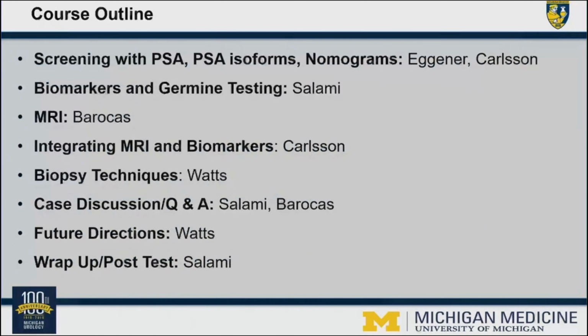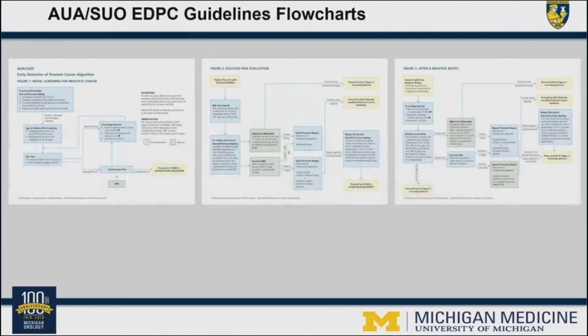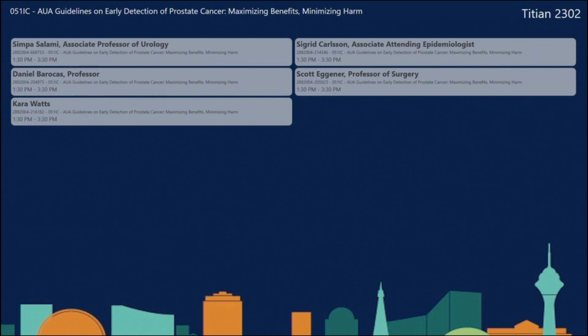This is a brief outline that we're going to follow. We will also be making references to the handout that you picked up on your way in, figures 1, 2, 3, the flow charts that are included in the AUA guidelines for your reference. At this time, we'll begin our very first talk on prostate cancer screening, and that will be Dr. Egner.